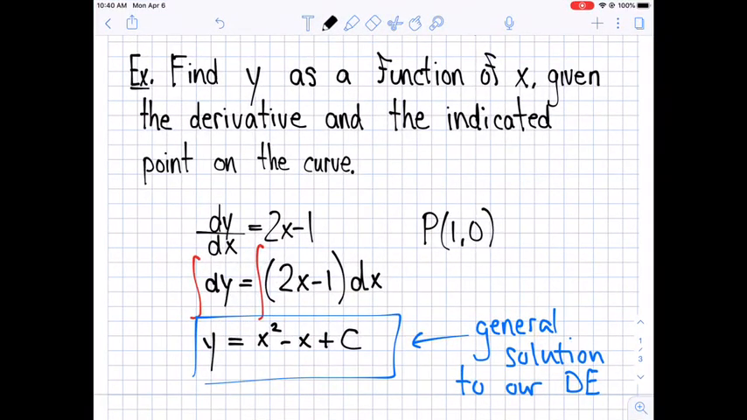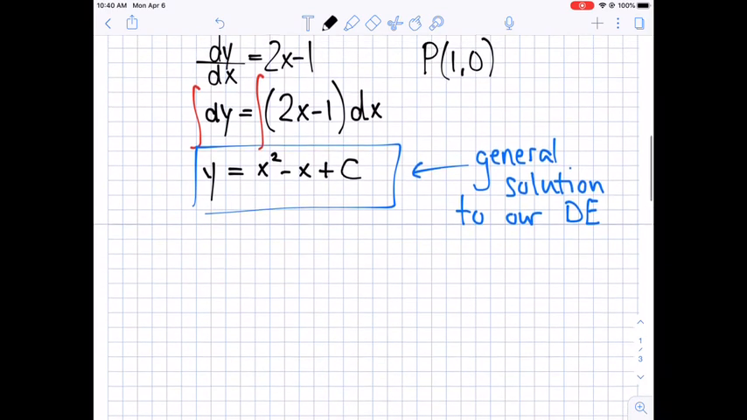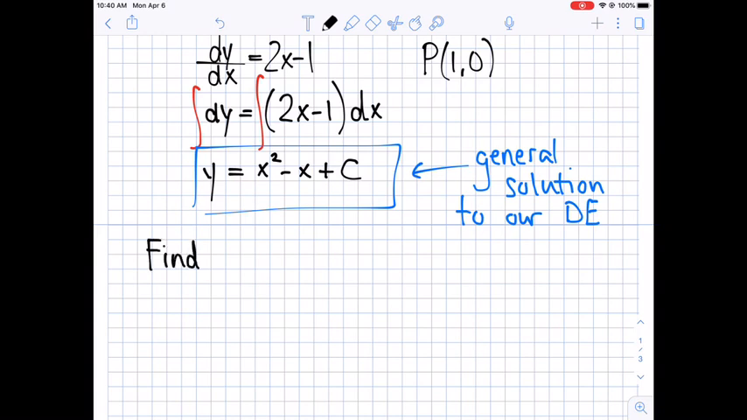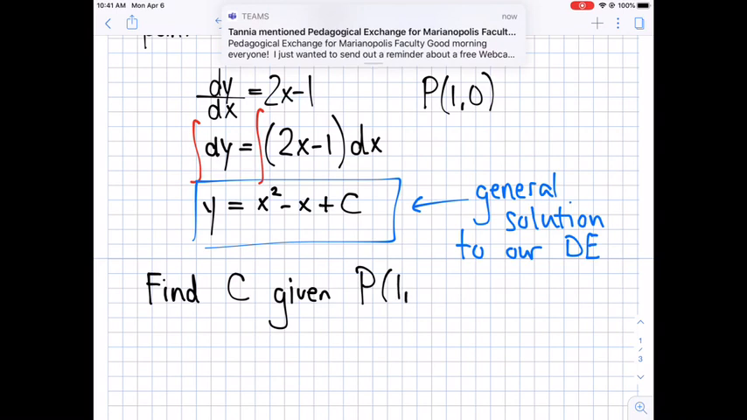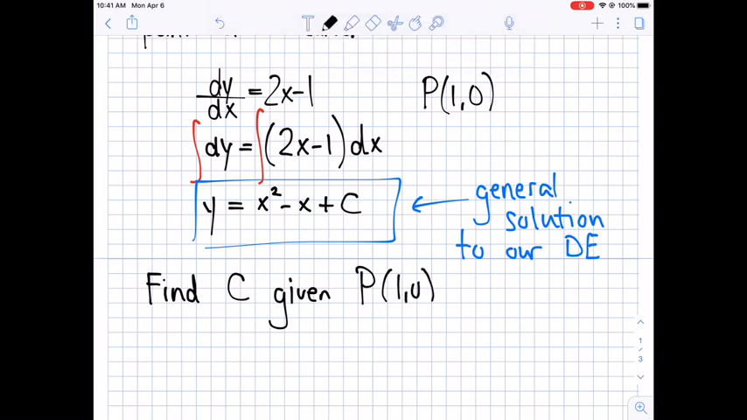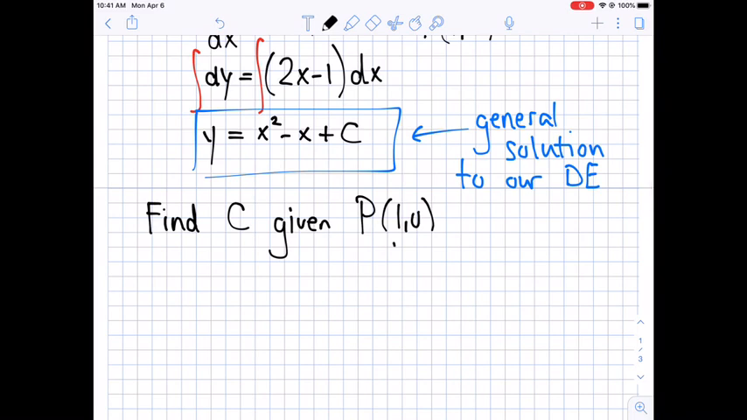So here we have our general solution, we have our point (1, 0), and what we want to do now is find c. So there's always going to be this sort of second part to these questions if you are given this condition that your curve has to pass through a given point. So find c given the point (1, 0), and really all we have to do now is plug in x equals 1, y equals 0.